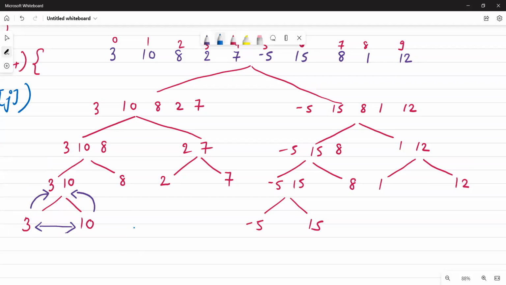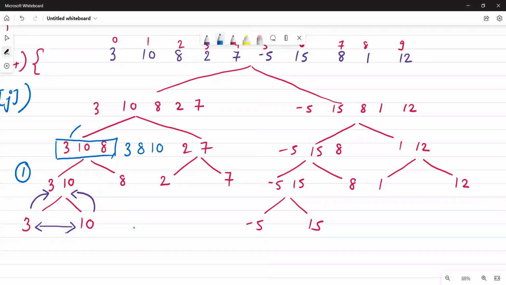Now coming on to 8, what we will do is compare it with 3. So with 3 and 8, is the pair possible? No. 10 and 8? Yes. We got one pair from this merging. Now these will be merged and it will be changed to 3, 8, and 10. Clear?